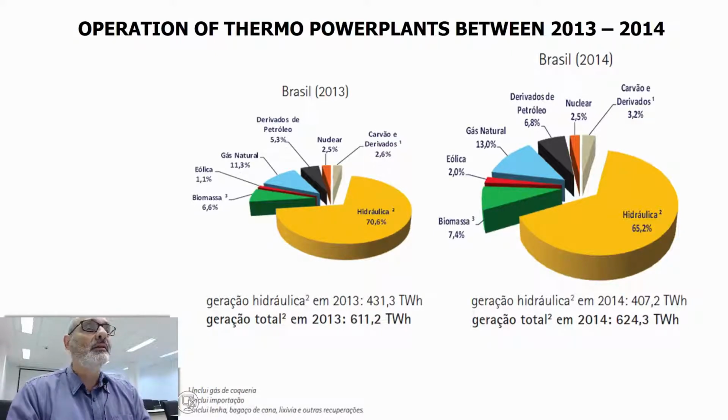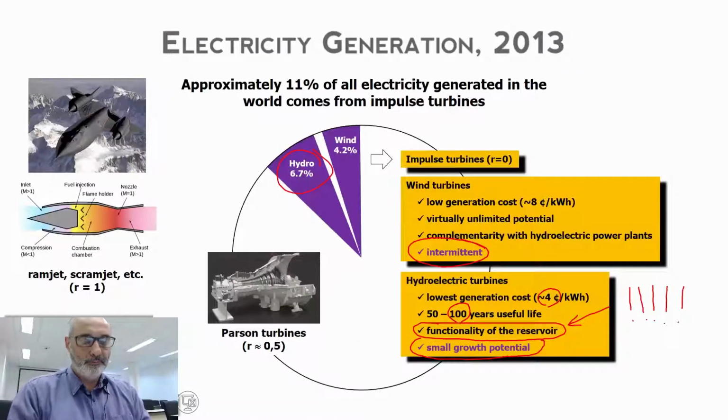Professor, I have a question. Yeah, go on. Those turbines, what material are they made of? Is it cast iron or stainless steel?